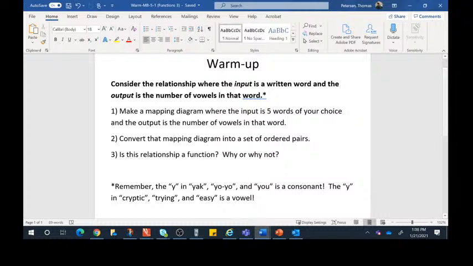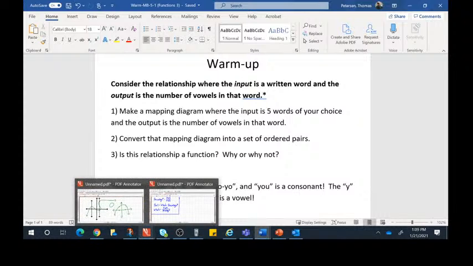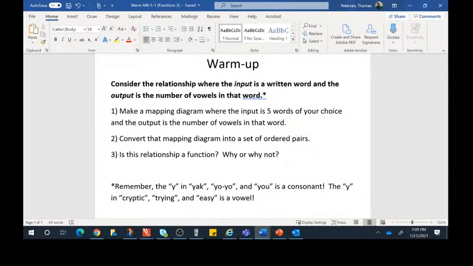Consider the relationship where the input is a written word and the output is the number of vowels in that word. One, make a mapping diagram where the inputs are 5 words of your choice and the outputs are the number of vowels in each word. Two, convert that mapping diagram into a set of ordered pairs. Three, is that relationship a function? Why or why not? Remember, guys, Y in yak and yo-yo is a consonant when it makes that y sound. The Y in cryptic, trying, and easy, when it goes I or E, is a vowel.